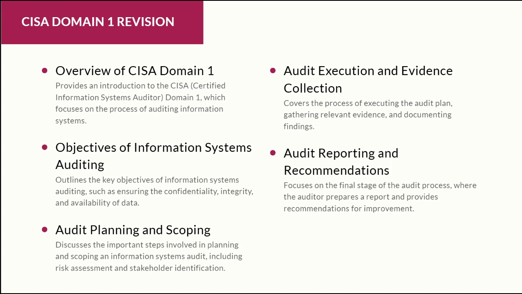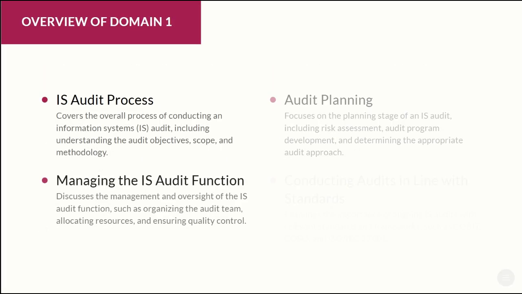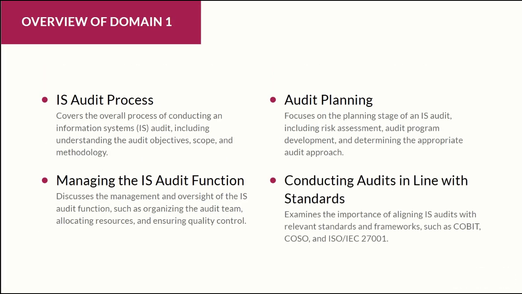Let's dive in. Domain 1 focuses on the foundational principles of auditing information systems. It's divided into 4 key areas: the IS Audit Process, how to manage an IS audit function, the importance of audit planning, how to conduct audits in line with standards and guidelines. These areas are interconnected and form the backbone of what you need to know for the CISA exam. Let's explore each of them in detail.